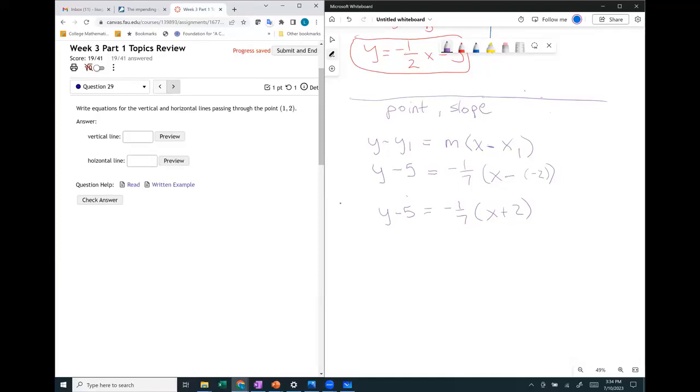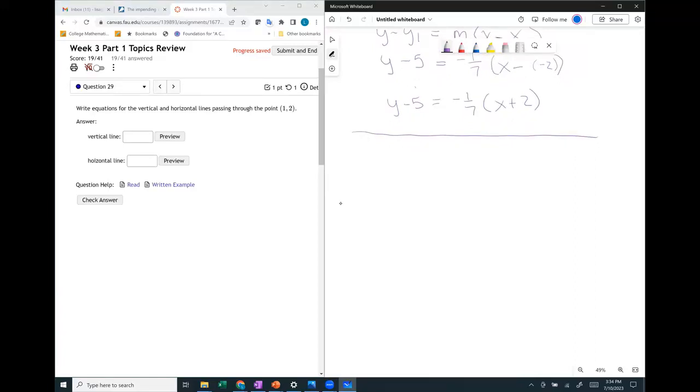Okay, so we talked a little about horizontal and vertical lines. Remember, a vertical line was the one that was straight up and down. So if I have a grid, here would be my vertical line. Horizontal, if I have a grid, this would be my horizontal line. This horizontal line is y equals some value.